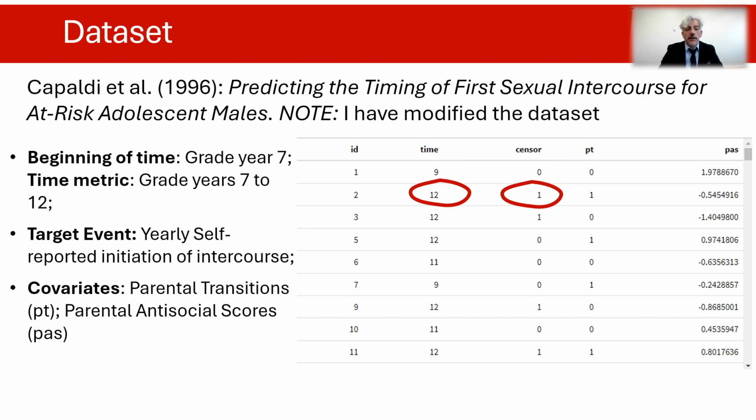But if we look at participant number 2, we can see that the case is censored. So the participant left the study without the event ever taking place. In the study, the researchers stopped following up participants after grade 12. So the censoring is not informative, it's not related to the target event taking place. Data were censored by design.